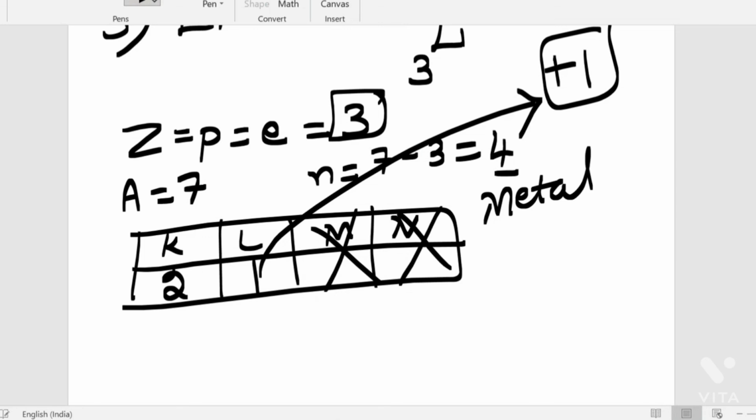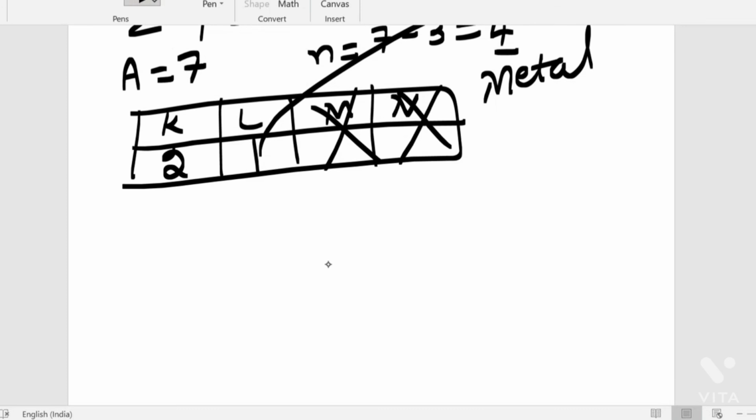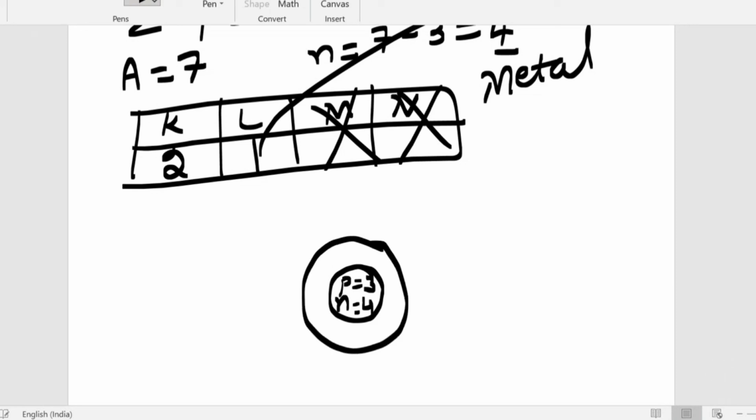How to draw the electronic structure of this lithium? Here for the structure I have to draw the proton number and neutron number. I should know this. For lithium, what is the proton number? 3. And what is the neutron number? 4. And in the first shell, I have 2 electrons.